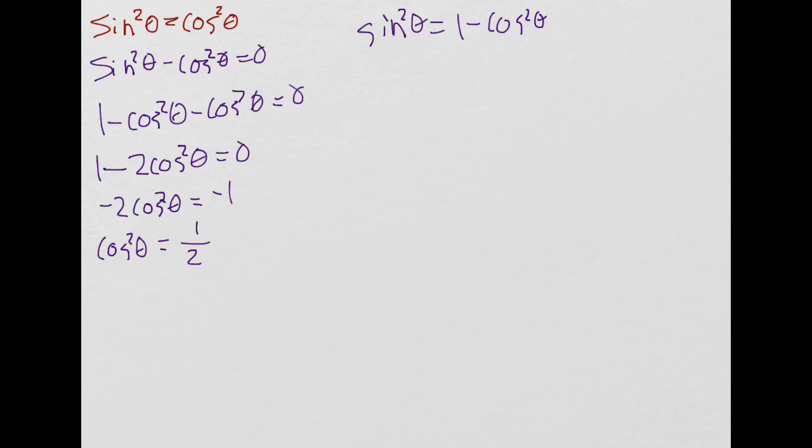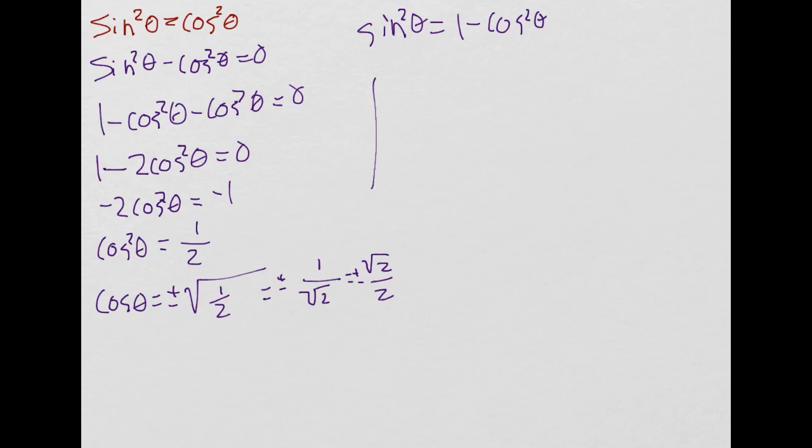And now you might be like, what do I do now? But just again, pretend like this was x squared equals 1 half. What would you do to get x? You would square root it. So square root it, and you'll get cosine theta equals plus or minus square root of 1 half, which we can simplify to plus or minus 1 over the square root of 2, which we can simplify to square root of 2 over 2. Again, still plus or minus.